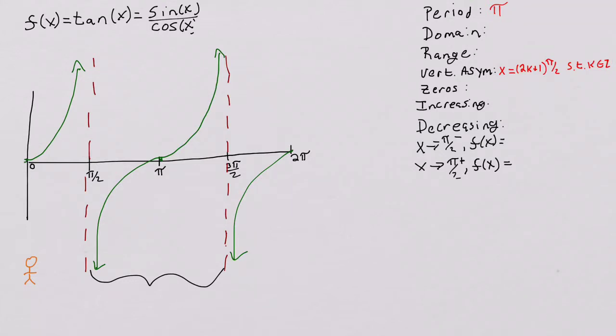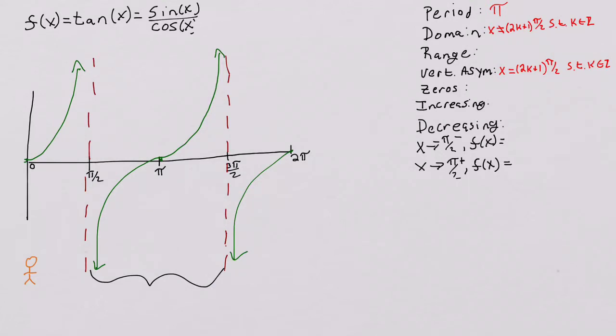Well, once we know our vertical asymptotes, we also know the domain, because the domain is going to be the set of all real numbers except for my asymptotes. So we write x does not equal 2k plus 1 times pi over 2, such that k is an element of the integers. So once you know your asymptotes, you really know what your domain is as well. You just have to remove the asymptotes from all the real numbers.